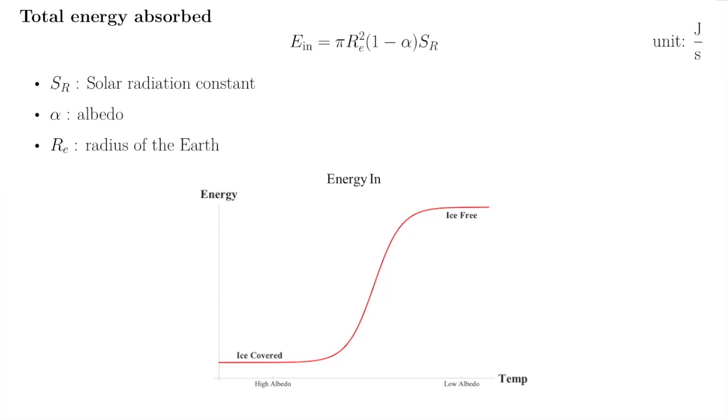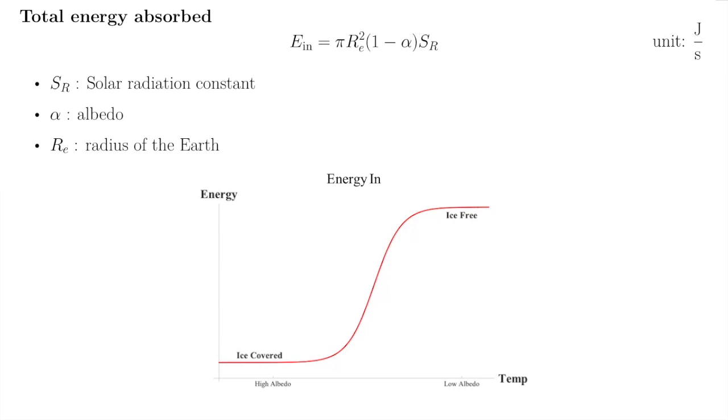It's a bit strange here because we want to plot energy with respect to temperature, but there is no temperature explicit in the right-hand side of our energy equation. However, the solar radiation constant is a constant, the radius of the Earth is a constant. The only thing here that's not a constant is the albedo. And it turns out the albedo depends on the temperature. So implicitly, this energy function is a function of temperature. That information is being passed from the temperature to the energy through the albedo. So what does that relationship look like?